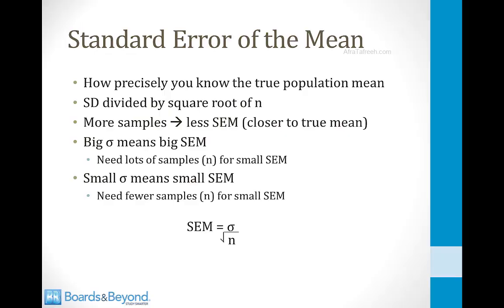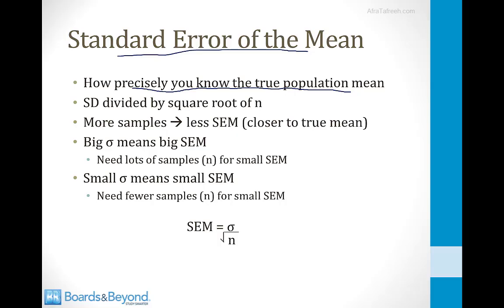Next dispersion measure I'm going to talk about is called the standard error of the mean. And this represents how precisely we know the true population mean. In statistics, we often take a small sample and use its characteristics to estimate the characteristics of a larger population. For example, we might measure 10 systolic blood pressure readings and take the mean value and hope that that represents the mean value of a larger population of 10,000 people. The standard error of the mean gives a representation of how close we are to that true population mean.